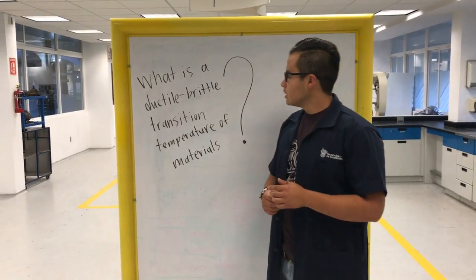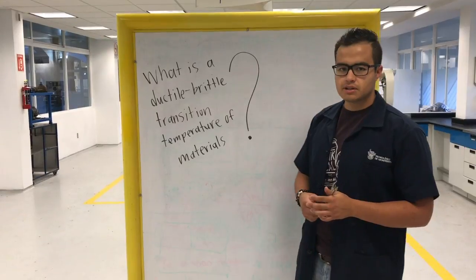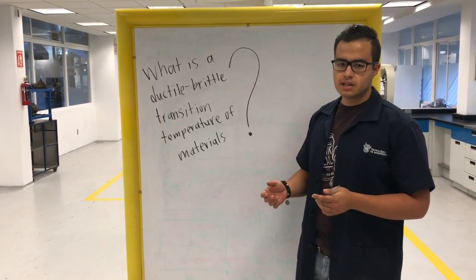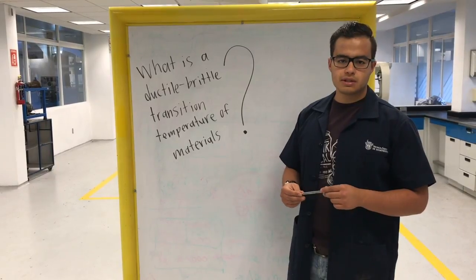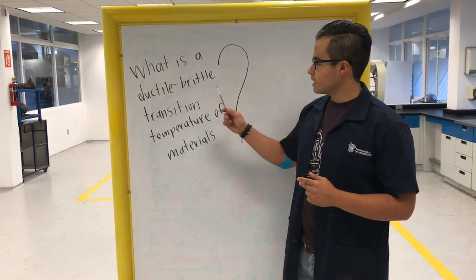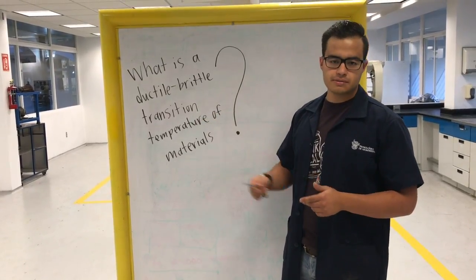What is the brittle-ductile transition temperature of materials? It is the temperature at which the material stops behaving as a brittle one and starts to be a ductile one, or in reverse, a material stops being ductile and starts to be a brittle one.